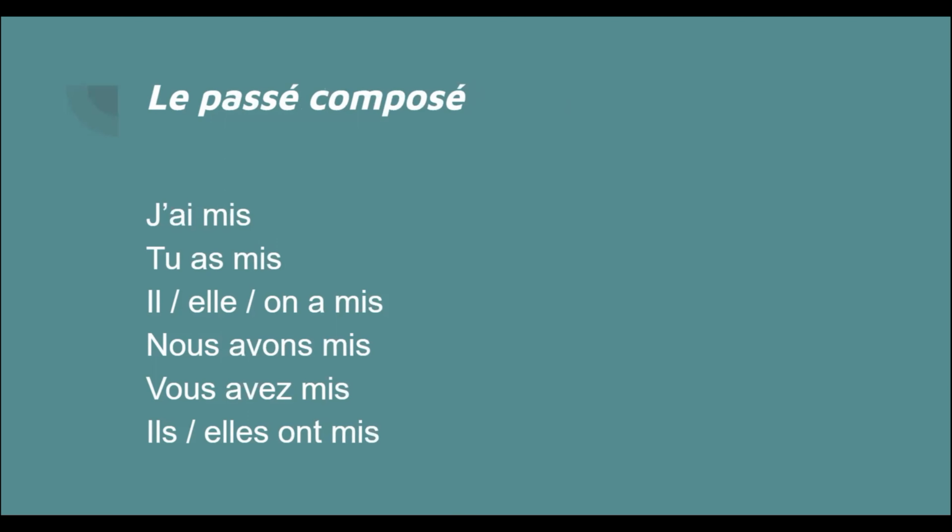For le passé composé, the verb mettre uses l'auxiliaire, or the auxiliary verb, avoir. And if you don't know what an auxiliary verb is, make sure to watch that video in the top right corner where I explain in detail what an auxiliary verb is and why it's important. So for le passé composé, you add the auxiliary verb and le participe passé. Le participe passé, or past participle, in this case is mis, M-I-S, pronounced as "mee". And the full conjugation is j'ai mis, tu as mis, il, elle, on a mis, nous avons mis, vous avez mis, ils, elles ont mis.